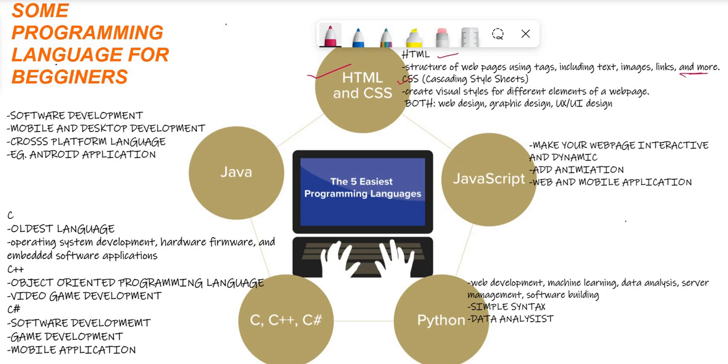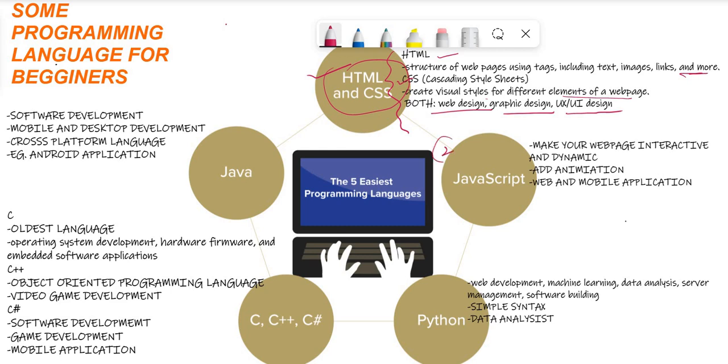and CSS. Only HTML will not give you the graphic design or the UI design or different visual effects. For that we use CSS along with HTML. It creates visual styles for different elements of web pages. Using both HTML and CSS, we can do web designing, graphic designing, UX and UI designing. In your lifetime, if you are involved in programming, at some part of your life you will come across this HTML and CSS. Even I did HTML and CSS programming during the beginning of my engineering days.